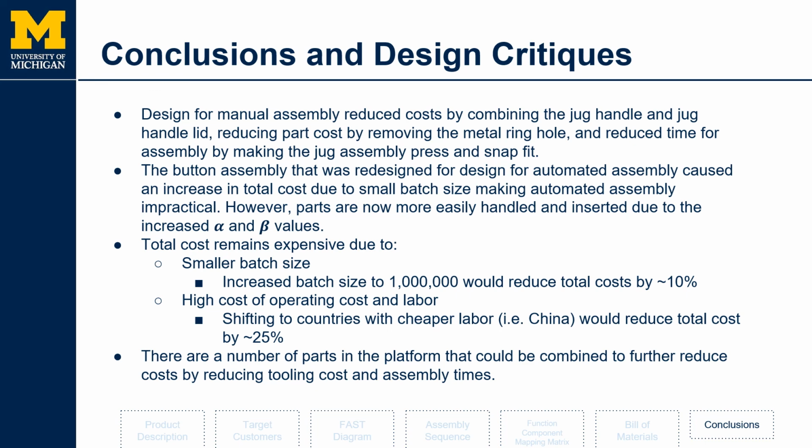Because of the small batch size increasing the tooling cost, were we to increase the batch size to 1 million, we would probably see about a 10% decrease in tooling cost. And with the high operating cost of $60 an hour, were we to shift to a cheaper labor force like China, we would probably see around a 25% reduction in cost. Were we to go back and redesign this, there are a number of parts that we could combine together to continue to reduce our cost, and we would have done so.